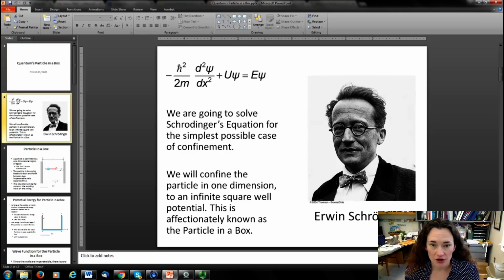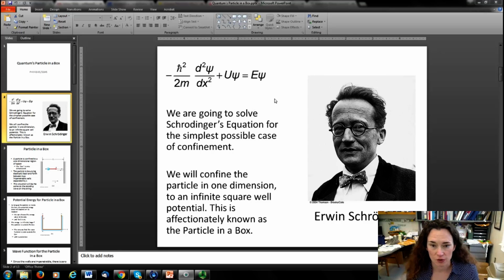So as a reminder, this is the Schrodinger equation: minus h bar squared over 2m times the second derivative with respect to the spatial coordinate of the wave function psi, plus the potential energy that the particle is bound by times psi is equal to the energy of the particle times psi. Now here, m is the mass, h bar is Planck's constant, 6.626 times 10 to the minus 34 joule seconds, divided by 2 pi. So h bar is h over 2 pi.